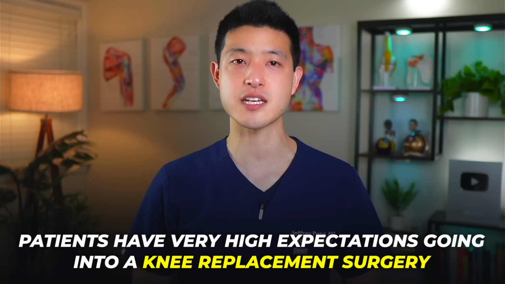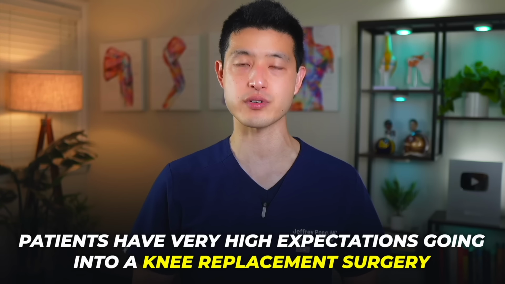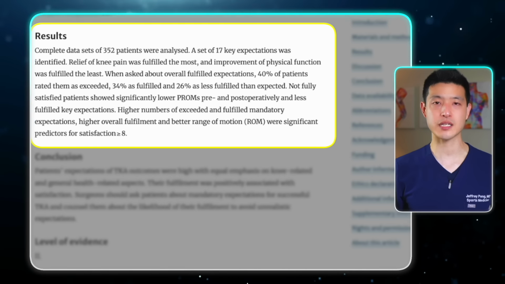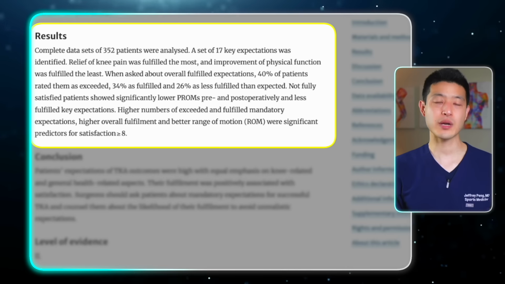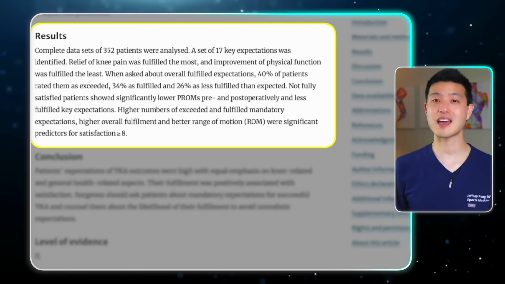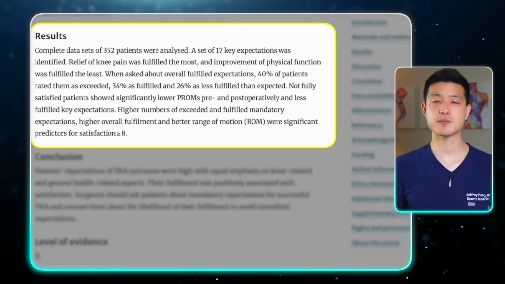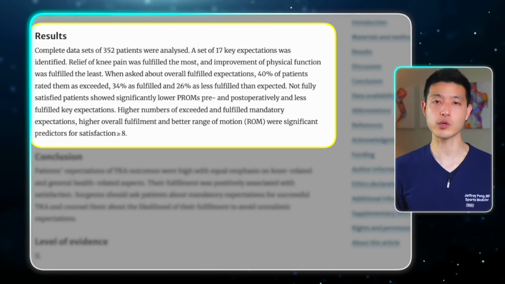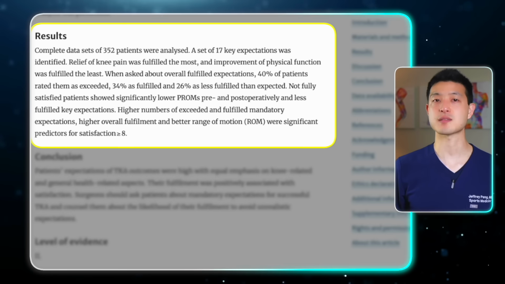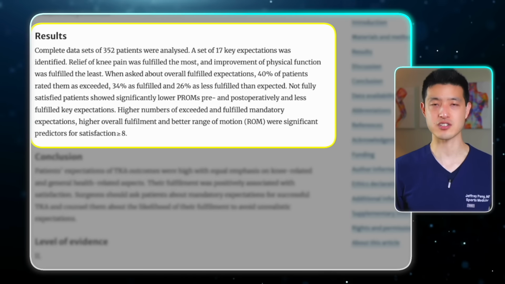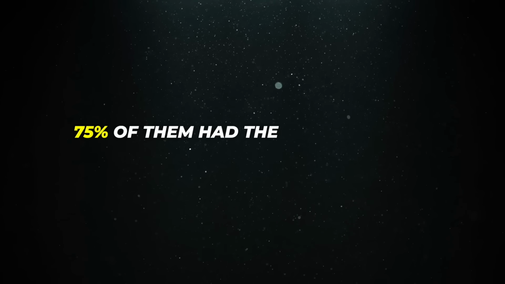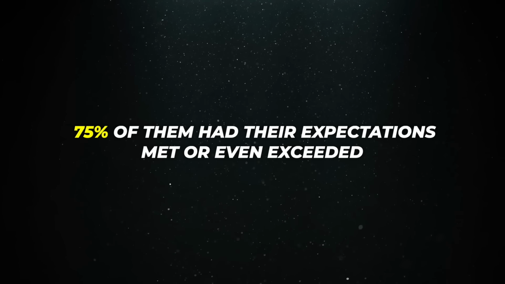The first thing to point out here is that patients have very high expectations going into a knee replacement surgery. 17 of the 31 expectations were marked as mandatory by over 3/4 of patients. But even despite these high expectations, the authors report that at the 1-year follow-up, fulfillment of expectations was better than expected in 40% of patients, exactly as expected in 34% of patients, and lower than expected in 26% of patients. So even though patients went into surgery with high expectations, 75% of them had their expectations met or even exceeded.